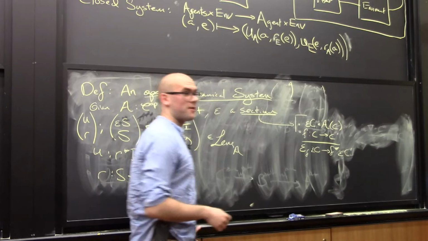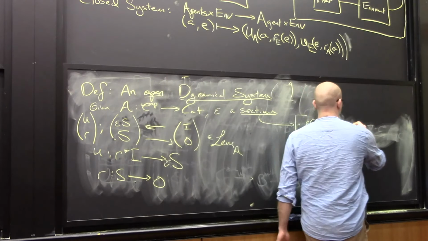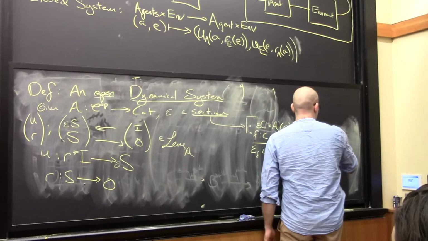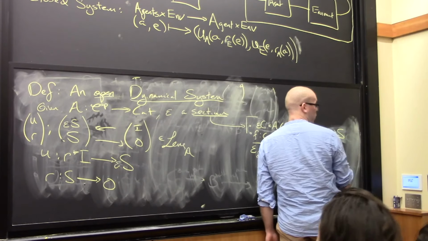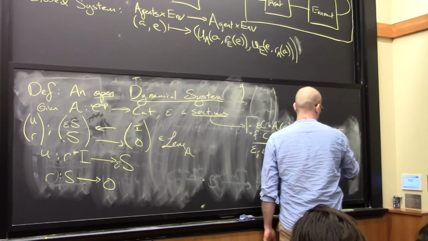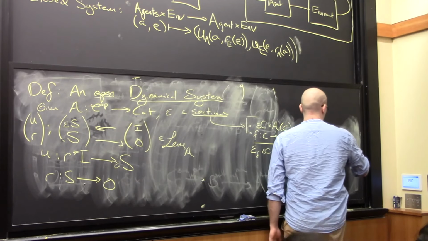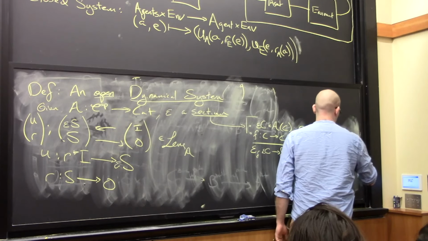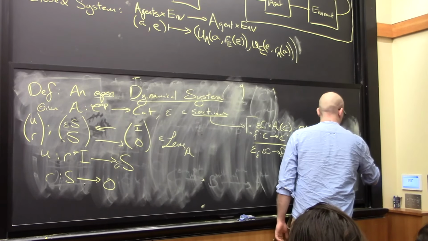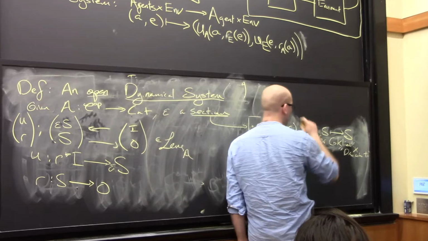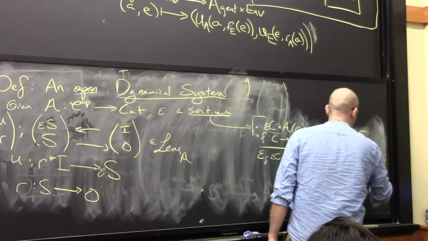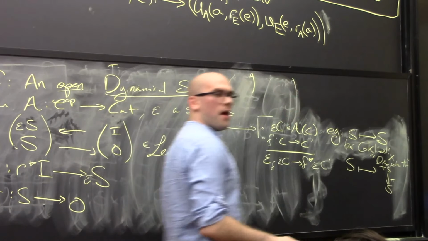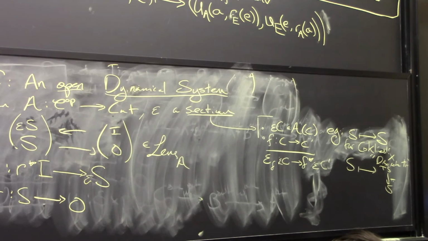So an example of this is, e.g., we could send S maps to S. And this works for the co-Kleisli example of discrete lenses, discrete time. But we could also do S maps to the tangent bundle. And that works for our continuous time lenses.